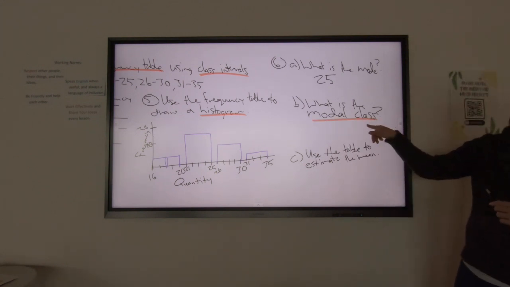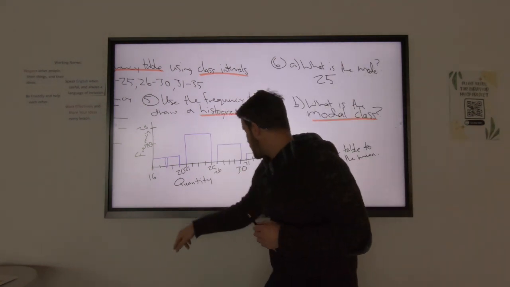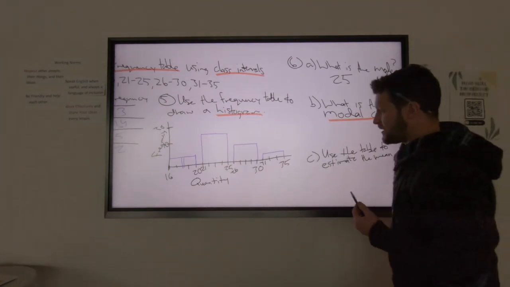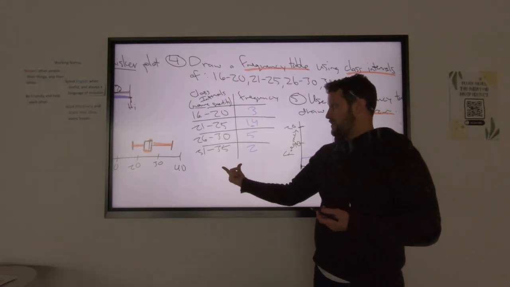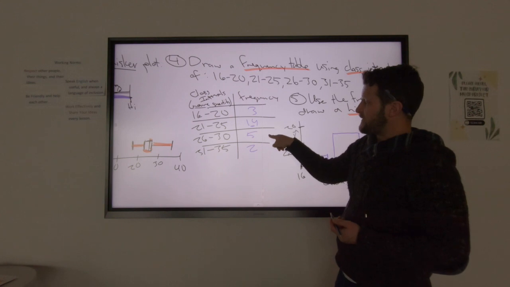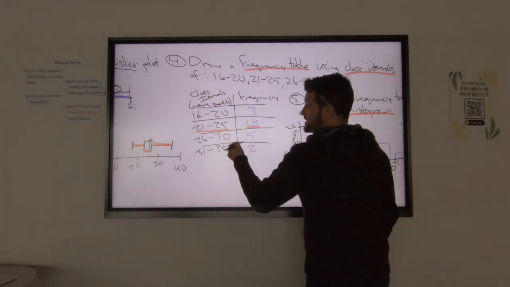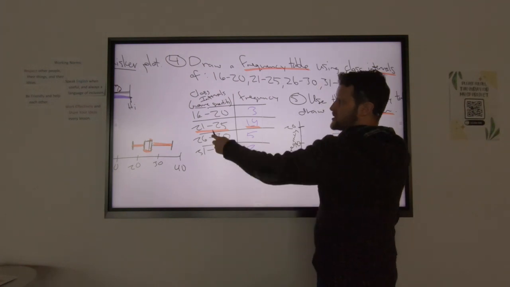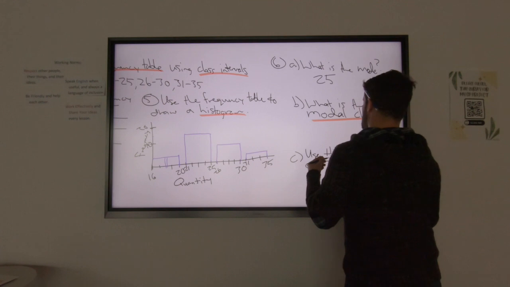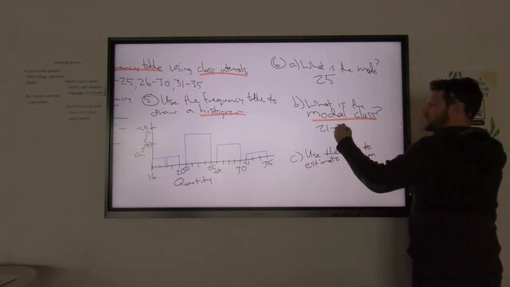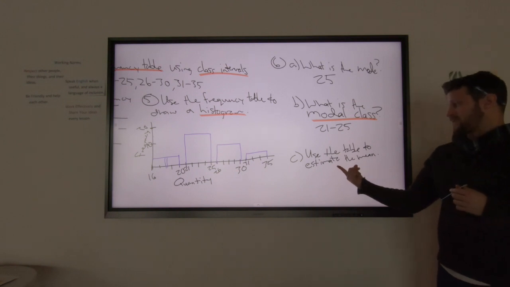But the modal class, this is a new idea to us. So in the table, we have class intervals. So we can look at those class intervals and tell which of those class intervals is modal. So when I look, there's 3, 14, 5, and 2. These are the frequency. This is the most common one. This is the most common class. So the modal class is from 21 to 25. So the modal class, 21 to 25. Now we're going to use the table to estimate the mean.